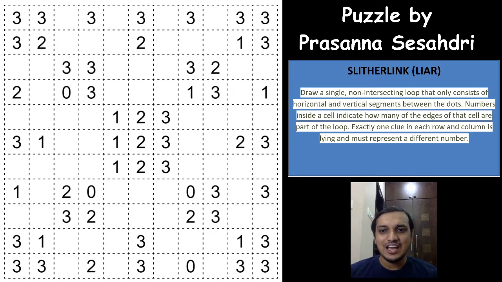Myself Ashish, and today I'll be covering a puzzle genre called Slitherlink. It's a variation of a Slitherlink puzzle actually. So it's called a Liar Slitherlink, and it comes into the loop puzzle category. This puzzle was featured on gmpuzzles.com, and the author of this puzzle is Prasanna Seshadri.